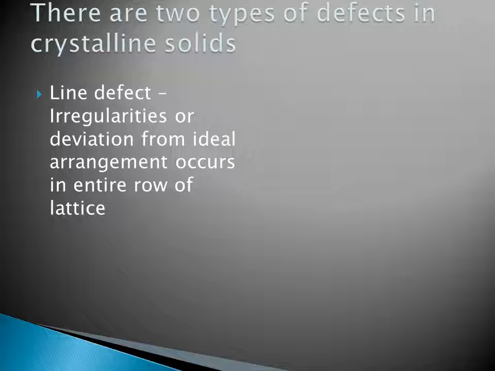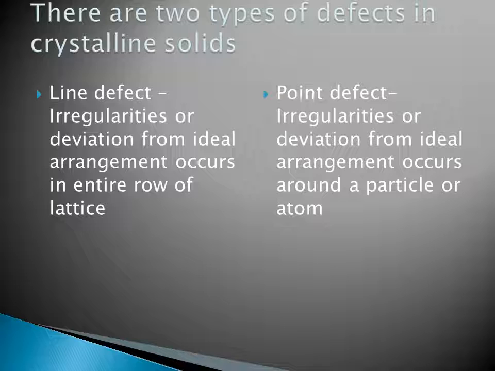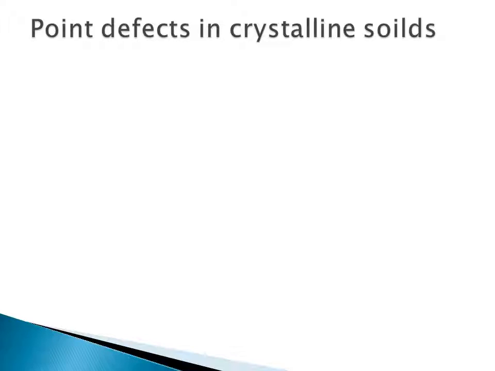The second type is point defect. This is irregularities around the particle or atom. Now this defect is more important. There are three types of point defects.